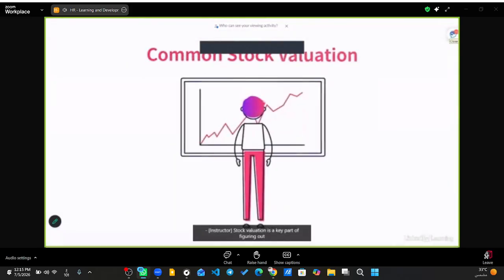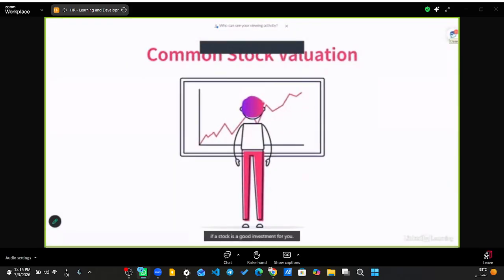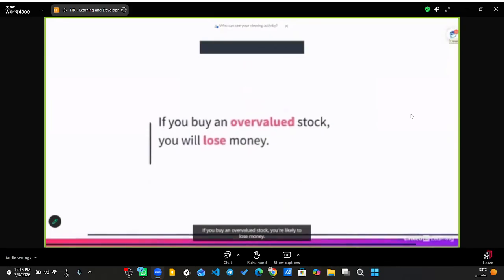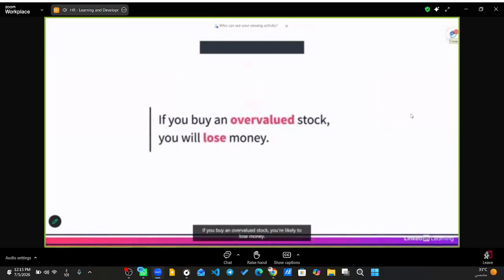Stock valuation is a key part of figuring out if a stock is a good investment for you. If you buy an overvalued stock, you're likely to lose money. If you buy an undervalued stock, you're more likely to gain money. Buying undervalued stocks and holding them for the long run can quickly help you to increase your net worth. Let me show you what I'm talking about.